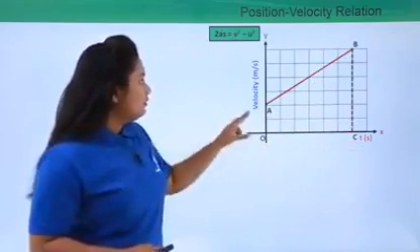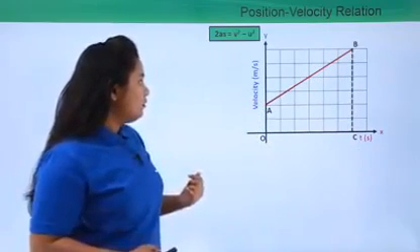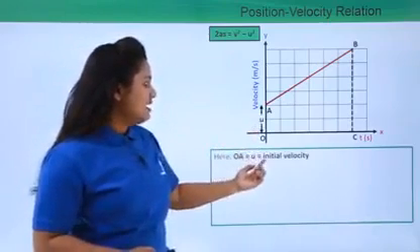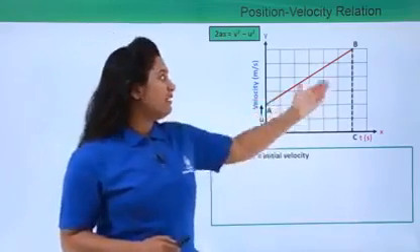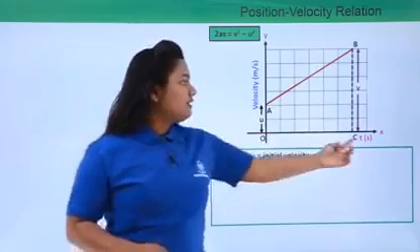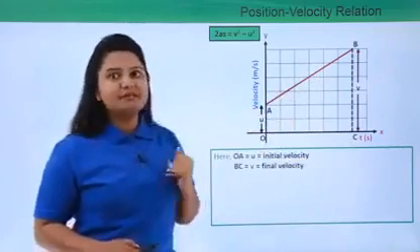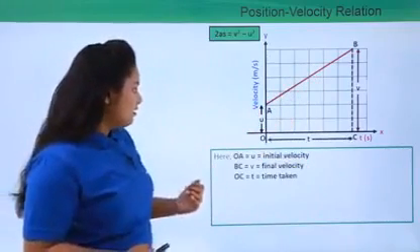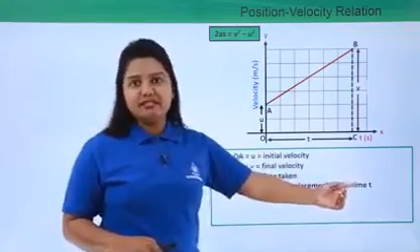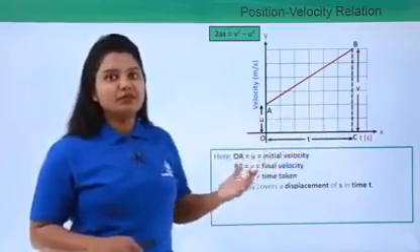Now, we know that the body has some initial velocity which we have taken as U. So OA will be equal to U, that is the initial velocity, and the final velocity of the body is given by the length BC, which is V. And OC denotes the time taken by the body from point A to reach point B. Now, let the body cover a displacement of S in time t.